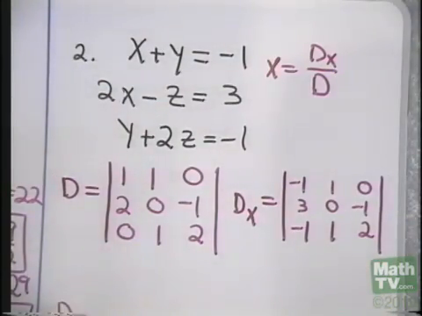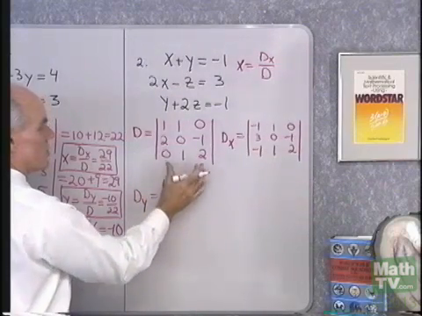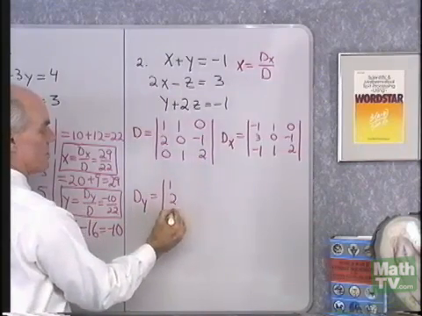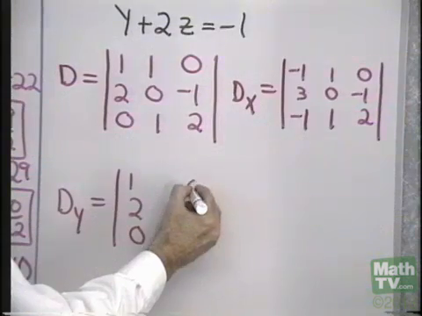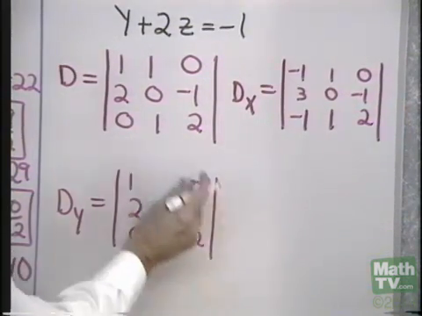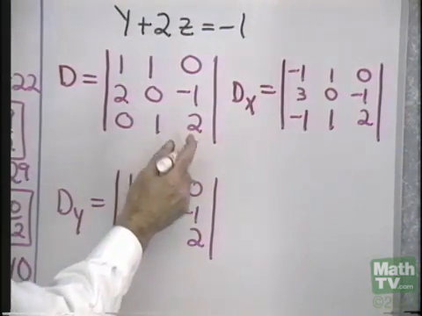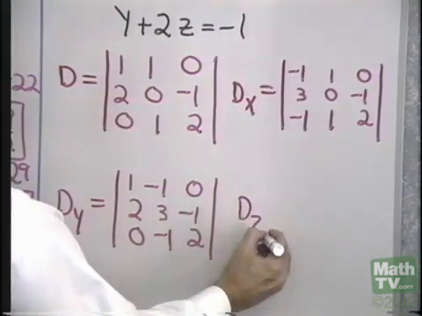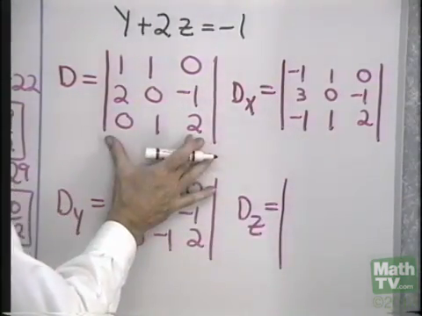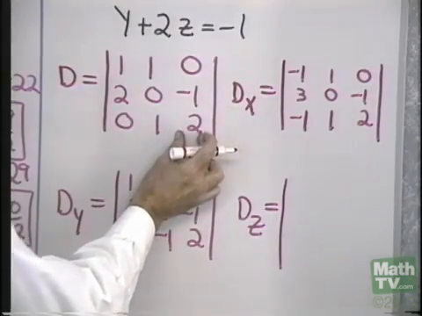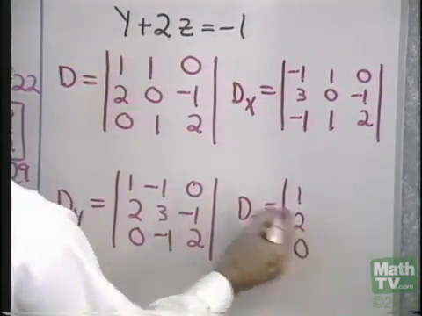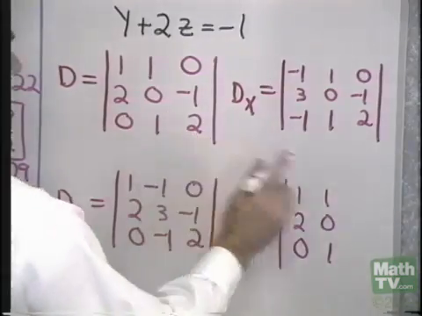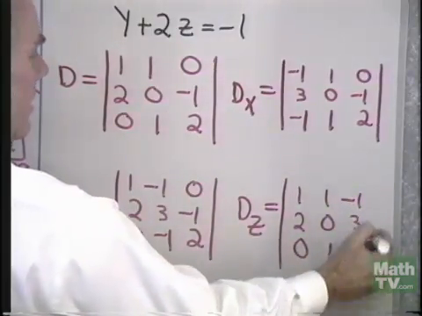Let's go ahead now and form d sub y. It will look just like this, except instead of the coefficients of y, I'll use the constant terms. So 1, 2, 0, that won't change. 0, -1, 2, that won't change. But instead of these coefficients right here of y, I use the constant terms, -1, 3, -1. And then d sub z will look just like this determinant, except instead of the coefficients of z, I'll use the constant terms. So 1, 2, 0, that won't change. This won't change, 1, 0, 1. But instead of these coefficients here, I'll use the constant terms, -1, 3, -1.